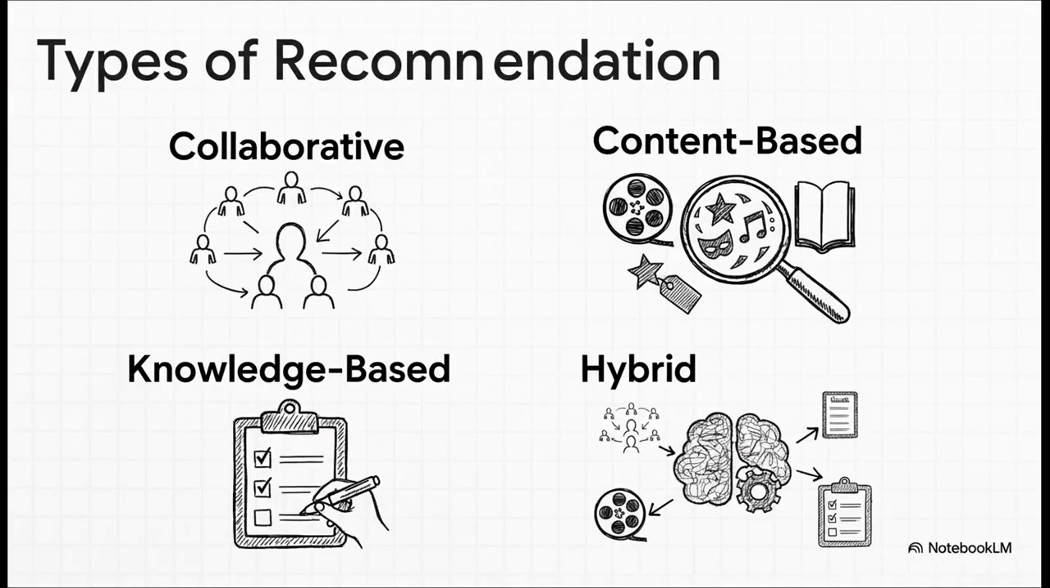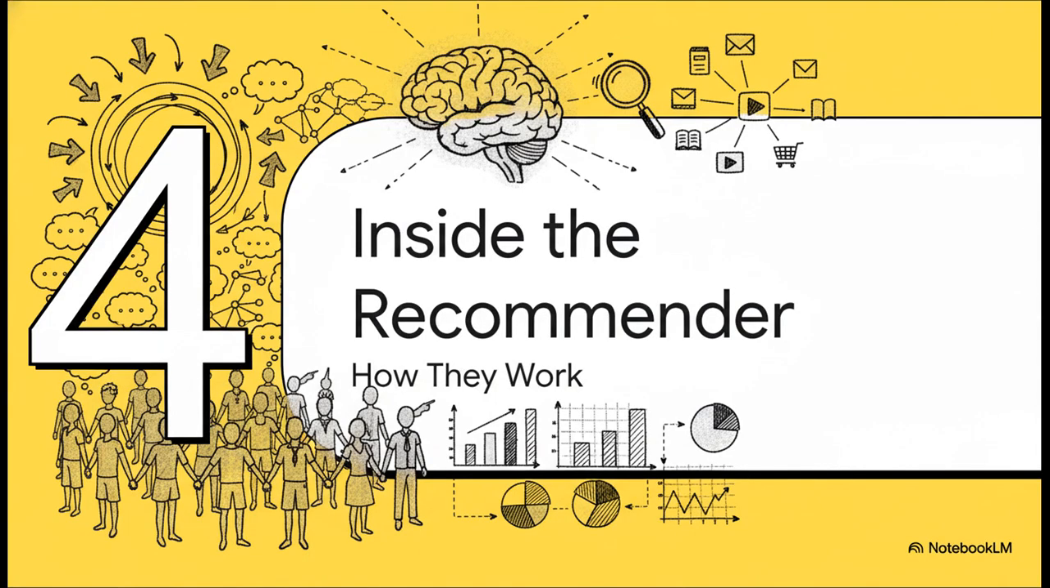Now, recommendation systems aren't a one-size-fits-all kind of deal. They actually come in a few different flavors, and each one has its own strategy for figuring out what you might want to see next. The big ones are collaborative, content-based, knowledge-based, and then hybrid systems, which, as you can probably guess, mix and match. So let's pop the hood and take a closer look at how these different engines actually work.